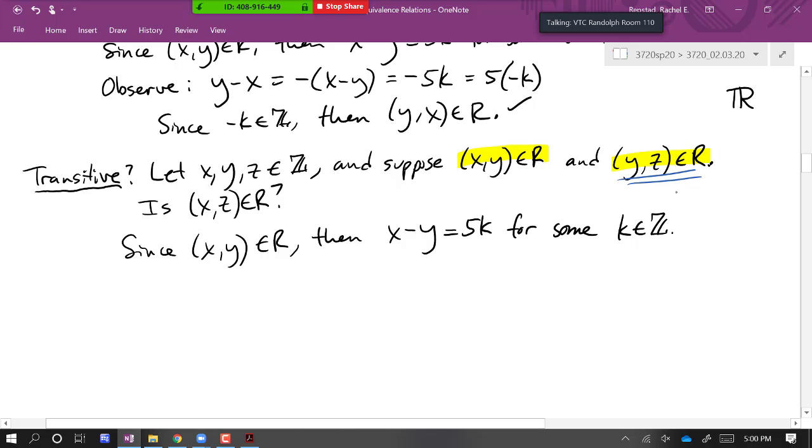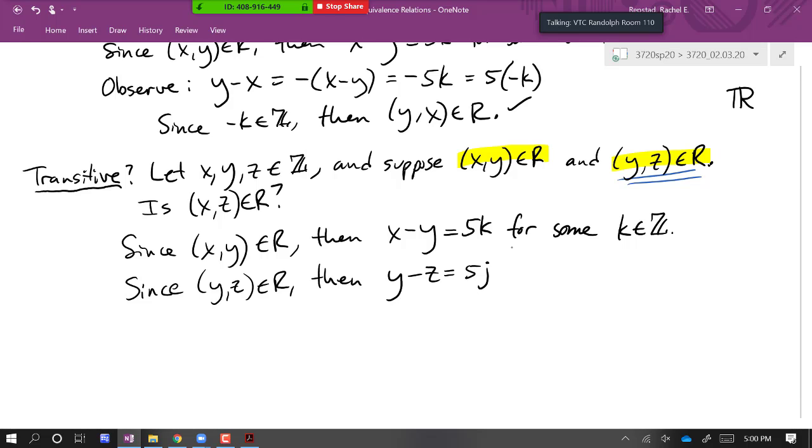What about this part? What can I say if y is related to z? That y minus z equals 5k for some k. Yeah, only I'm not going to use k, I'll use j, but you could use something else. I don't want to assume that it's the same multiple of 5, so I don't want to use the same letter. But just 5 times something that's an integer.